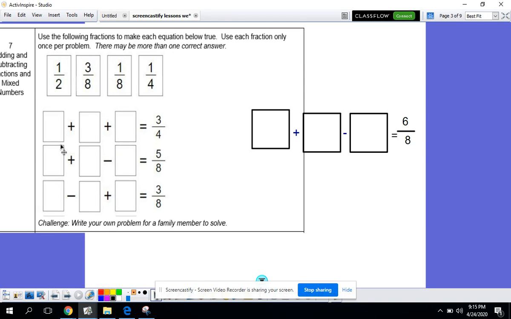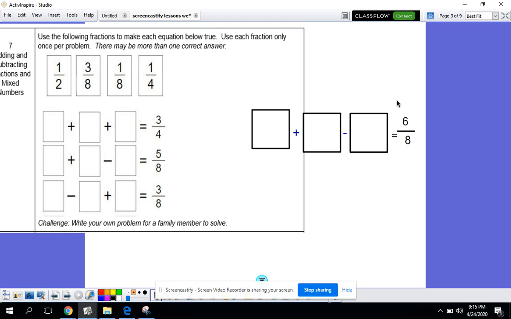For these, you basically have to use these 4 fractions and plug them in here to make the equation true. I did want you to notice down here, the last 2 have 2 different operation symbols. Remember, according to order of operations, it's add, subtract, left to right. So for this one, adding comes first. You need to add these 2 first, then subtract to get 5/8. For this one, subtraction comes first. So you're going to need to subtract these 2, then add to get 3/8.